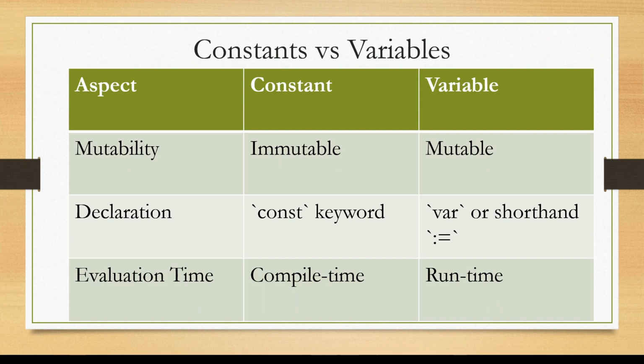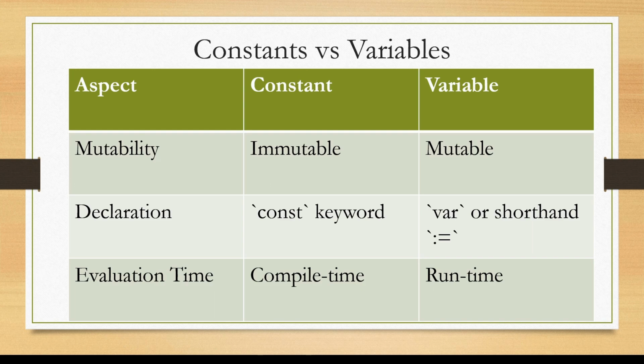Third aspect is evaluation time. So this one is a little technical but very useful to know. Constants are evaluated at compile time. That means when your program is getting converted to machine code, the value is already locked in. So it's like printing the price on a product before it hits the shelf, fixed, done, no changes.